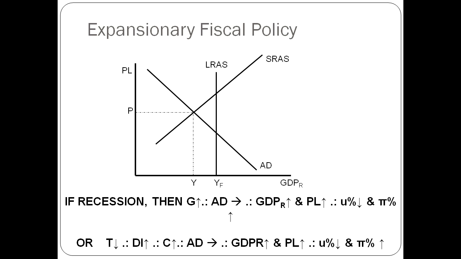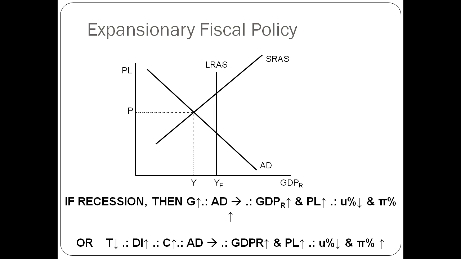So there's a couple of things the federal government can do. One thing it can do is increase government spending. If it increases government spending, that implies, remember those three dots mean it implies, that aggregate demand is going to shift to the right, which is going to imply an increase in real GDP and an increase in the price level, and that's going to imply a drop in the unemployment rate as well as an increase in inflation.